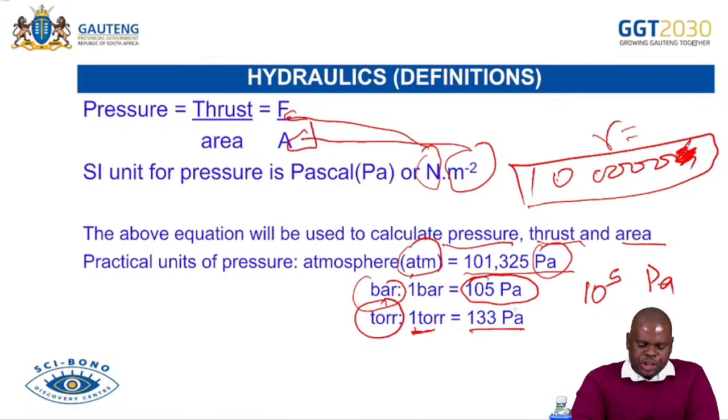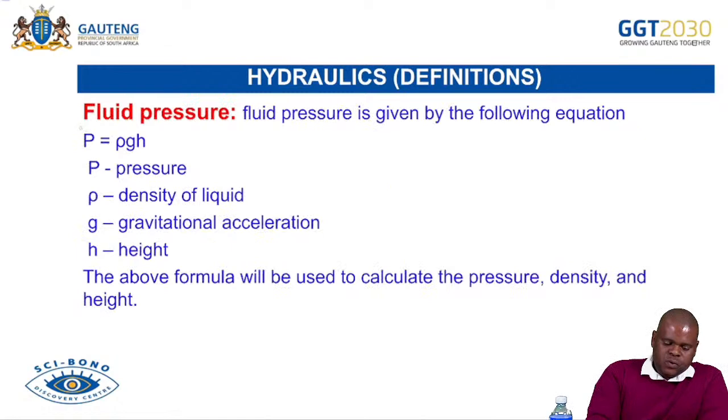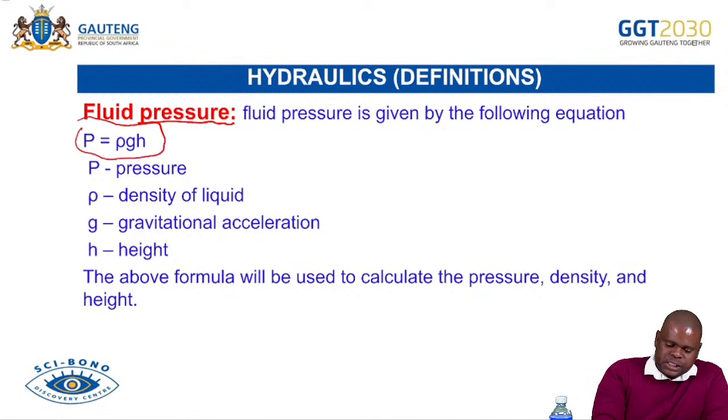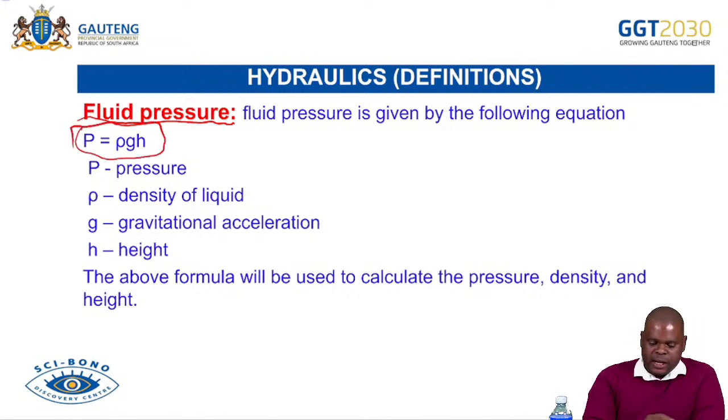Then let's continue. Hydraulics definitions. We continue with hydraulic definitions. We have something that we call fluid pressure. A fluid pressure is given by the following equation. This is the fluid pressure. Are we together? Which is P equals density times gravitational acceleration times the height.